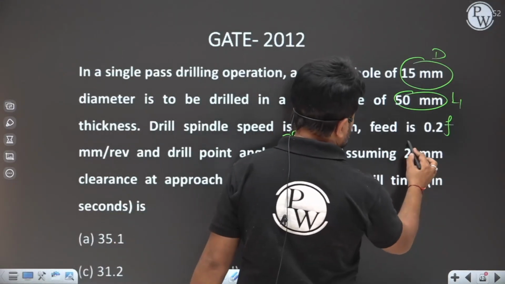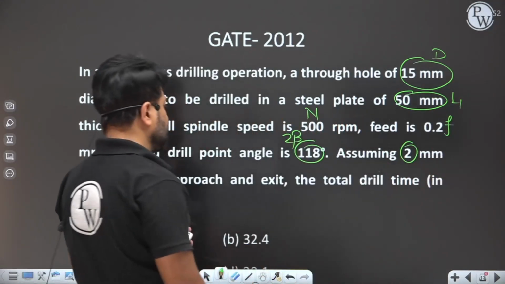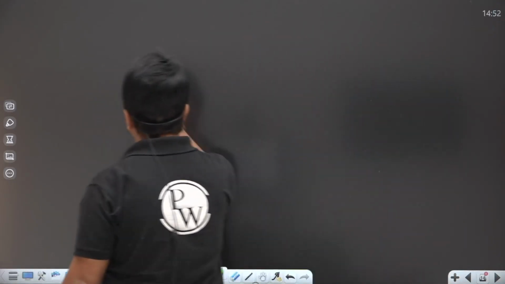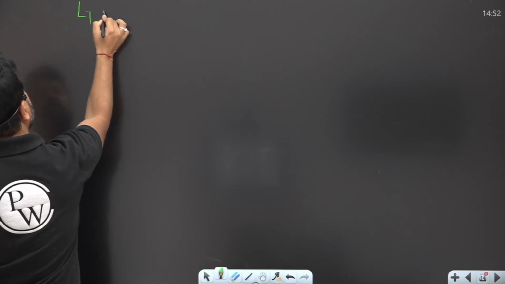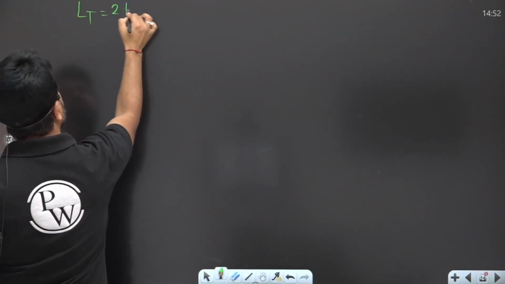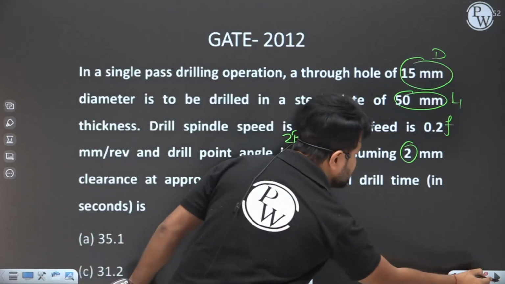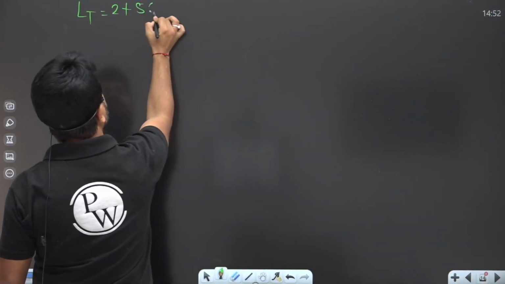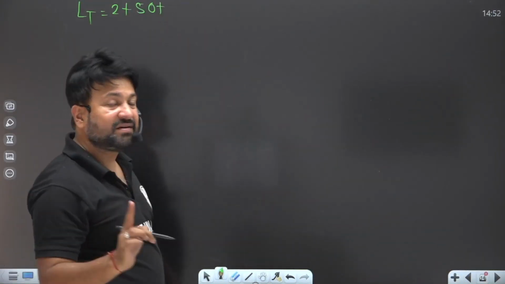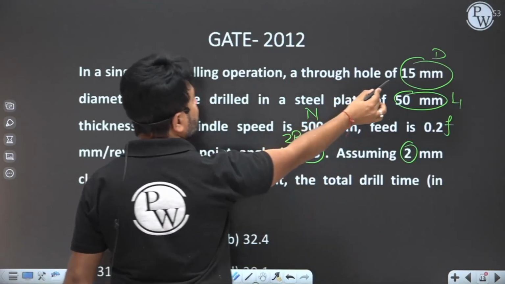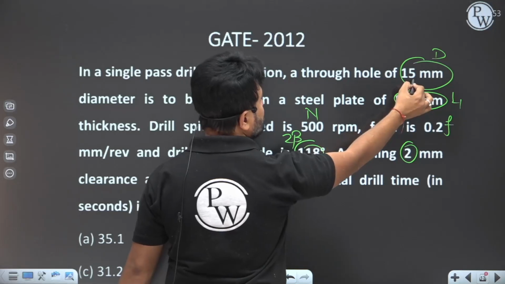Okay, so this is given, and you have to find the total drill time. So my dear, here the total machining time will include a 2 mm approach. Now how much thickness? That is 50 mm thickness, so 50 plus the cone height. What will be the diameter? D by 2.